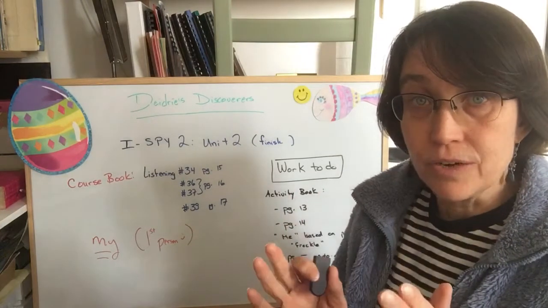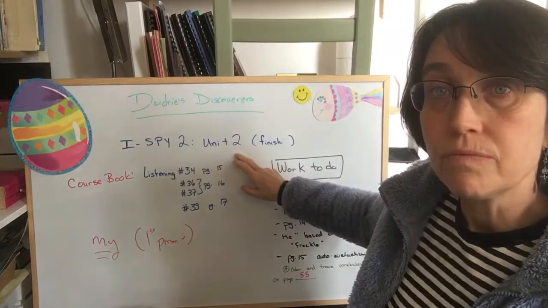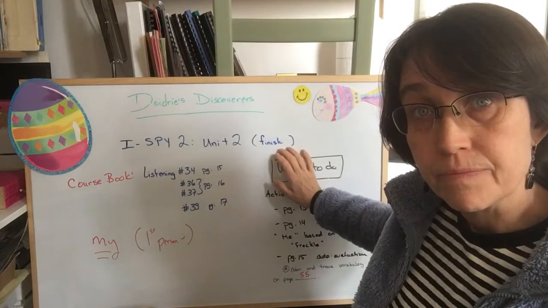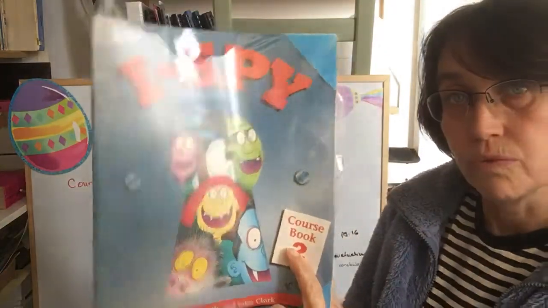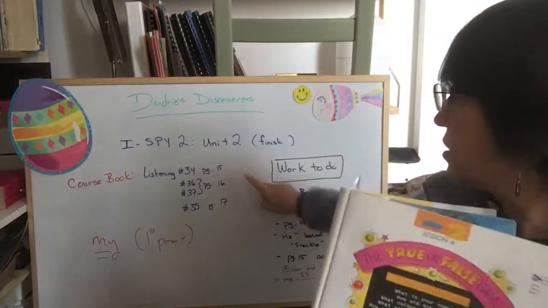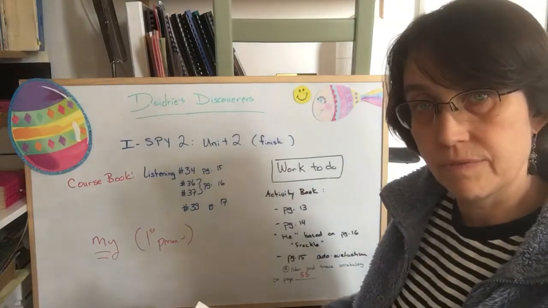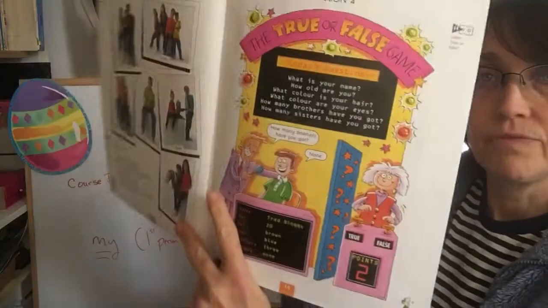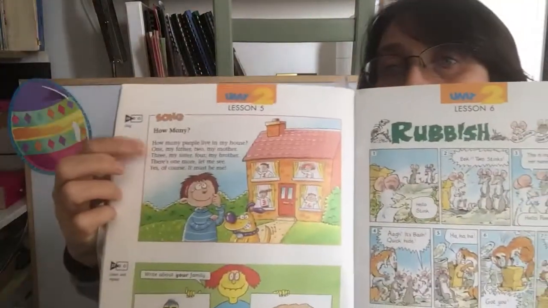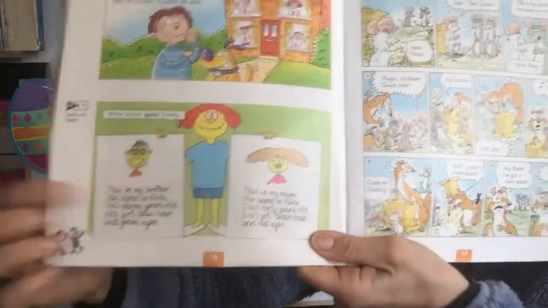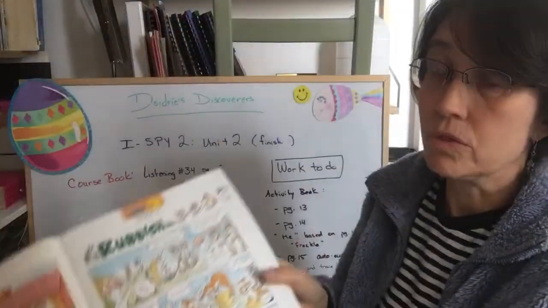In this video, we are going to work on our iSpy Unit 2. We're actually going to finish it today. That is this book, iSpy Unit 2 course book. We're going to work on pages 15, 16, and 17 today. So page 15, which is a listening exercise, 16, which has two listening exercises, and 17, our favorite rubbish. And then we're done with Unit 2.